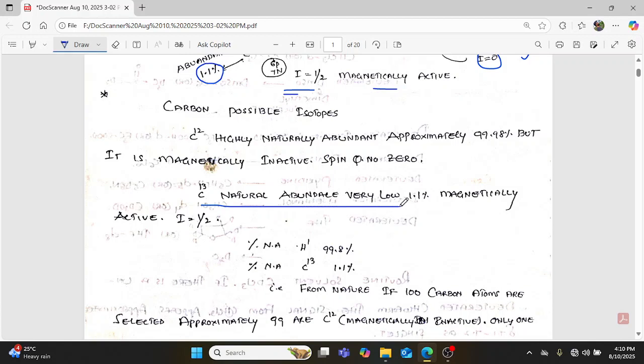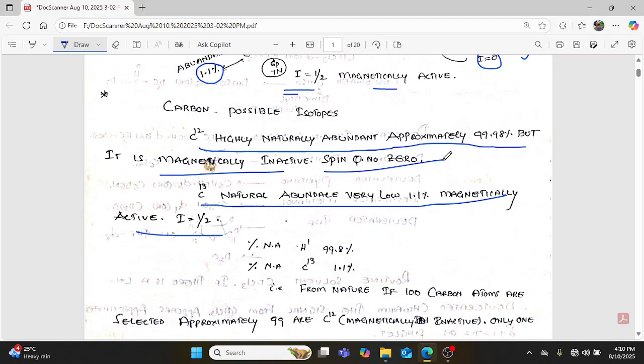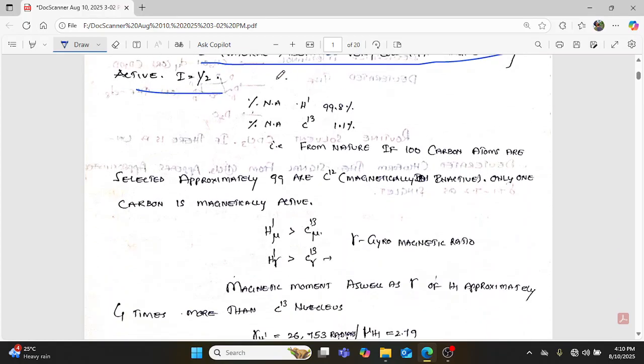C13 natural abundance is very low, only 1.1 percent, magnetically active, I equal to 1/2. C12 is highly naturally abundant, approximately 99.98 percent, but it is magnetically inactive because the spin quantum number is 0. That's why we will not observe the C12 isotope. So what is the meaning of that? C13 is 1.1 percent, which means if you take 100 carbon atoms, among the 100 carbon atoms, 99 are C12 and only one is C13.